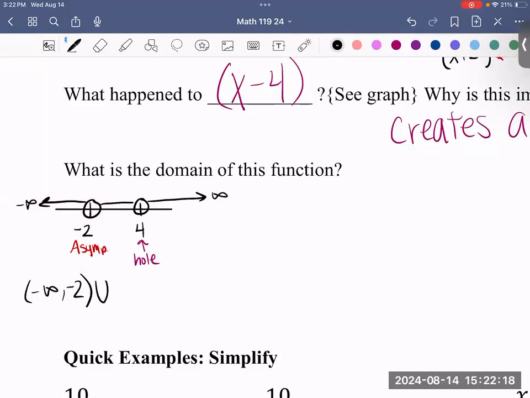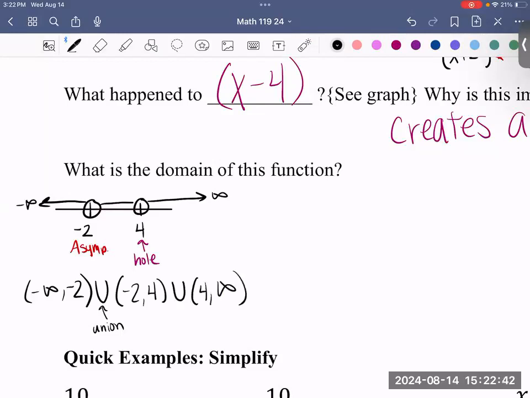Then we use this union sign to tell us, hey, this is a continuation. It's also, or. And then we go from -2 all the way to 4. Again, are we allowed to be 4? No. So we're going to jump, create a union one more time, and then 4 to infinity.